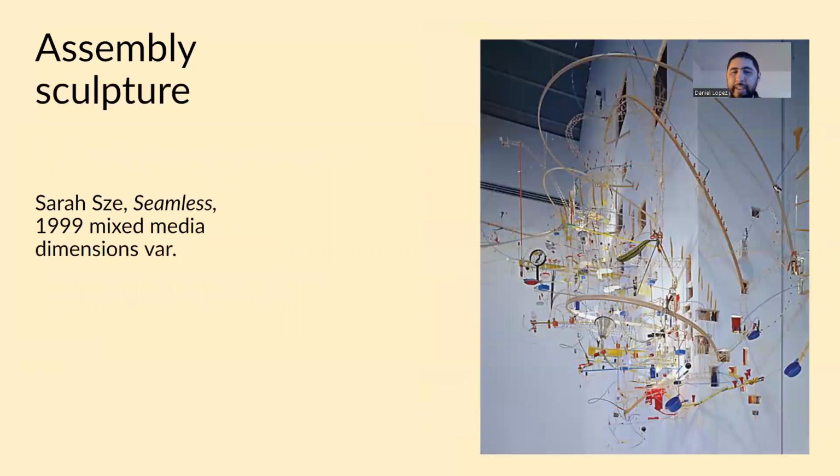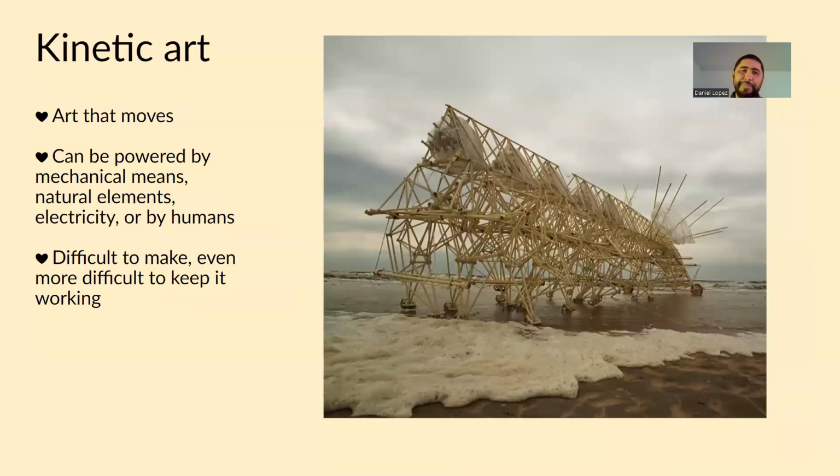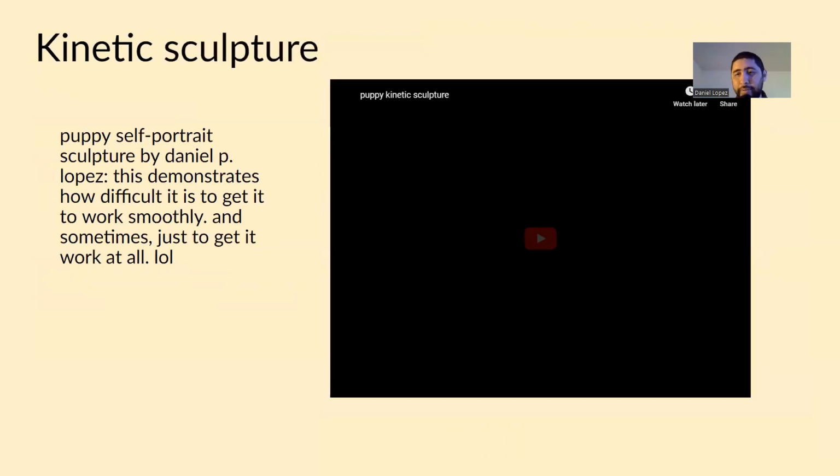So Sarah Z makes these really incredible, intricate sculptures, installations, whatever, using, again, things that already exist. Kinetic art. So this is art that moves. This is a wind-powered thing called the Strandbeest by Theo Jansen. You can see the wind moves this, for example.